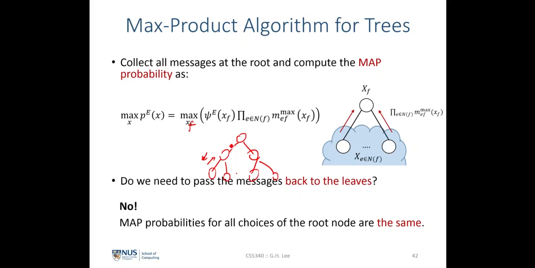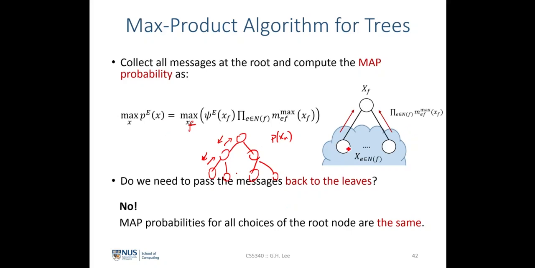The reason is because we are going to reuse these messages for all the individual marginal probabilities over all these random variables in the joint distribution. So hence, we need to compute all the messages in both directions in the sum product algorithm.